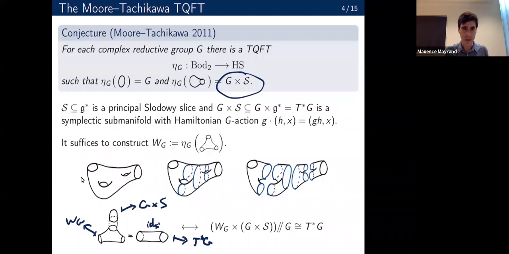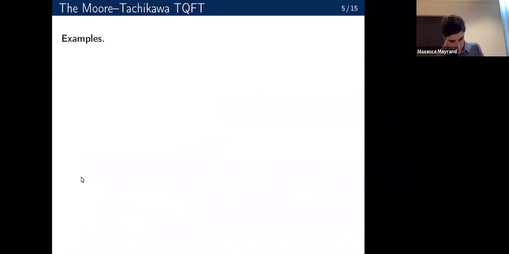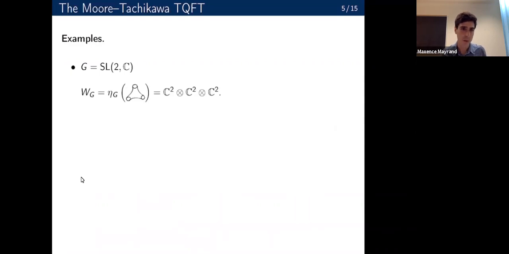And so now let's see a few of the examples just to give you a taste of the non-triviality of this conjecture. So those examples were known already at the time of the paper by Moore and Tachikawa when they made that conjecture. First, the case of SL2C. This WG happens to be just, well, it's a simple thing. It's just three copies of C2 tensored with themselves. And so this has to be a morphism from 1 to SL2 cubed because of the 3 boundary components. And so it has to have an action of SL2 cubed. And in this case, it's simple to see. It's just a standard representation of SL2 on all these factors. But already there, we get some interesting varieties when you look at the full TQFT. For instance, if you look at the 4 boundary components on a sphere, you get the minimal nilpotent orbit in SO8, which is kind of strange.